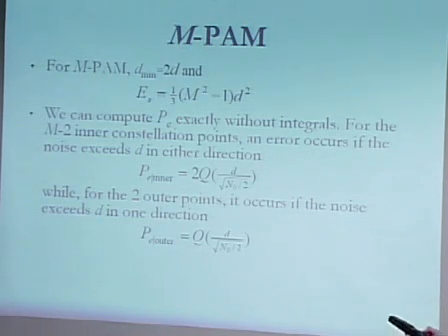So let's say that we have M-PAM with M bigger than 2. So dmin is 2d, the spacing between points on a line. Remember, these are points on a line, spaced by 2d. We have this formula for the energy per symbol, which is 1/3 of (M squared minus 1) times d squared. And in this case, we can also compute the error probability exactly without integration. We can exploit the simplicity of this constellation.